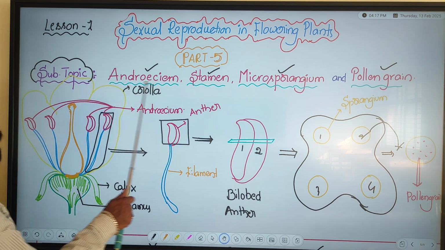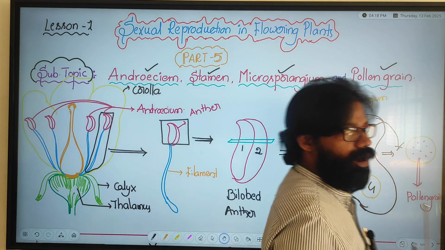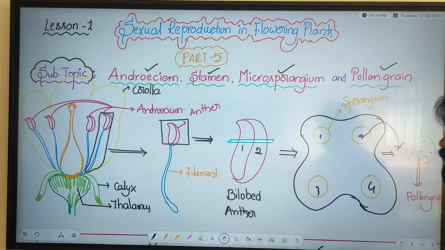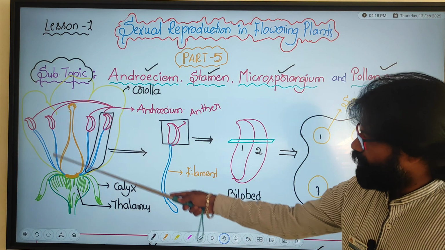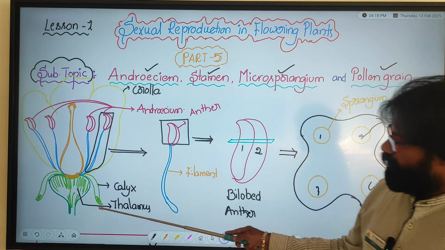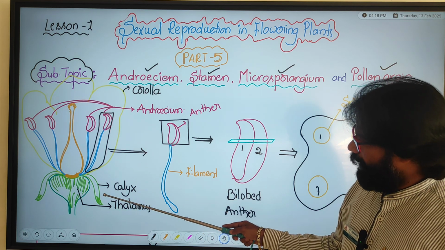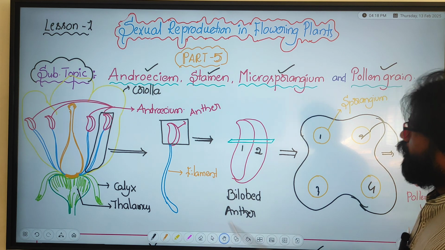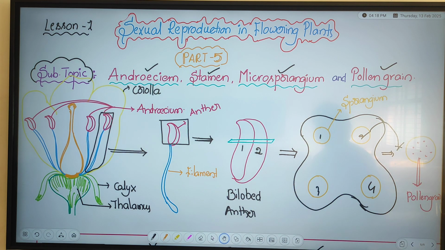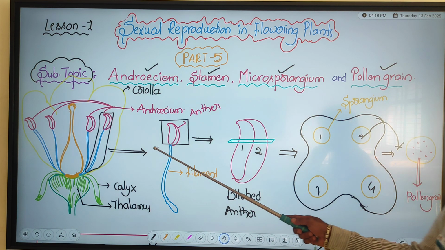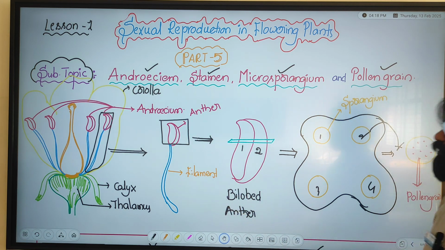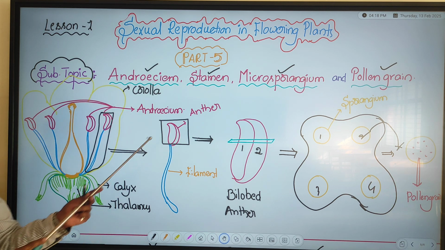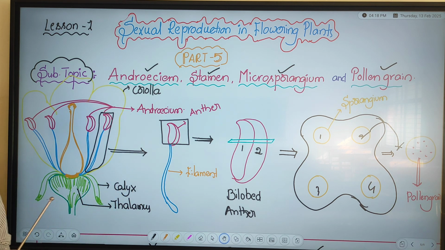Before talking about the descriptive level and objectives, we need some schematic representation. See here, this is the bisexual flower. Four parts are present: calyx, corolla, androecium and gynoecium. Here we are talking only about the male reproductive system, that is, the stamen. In the stamen, exactly two parts are present: one is the anther, the second is the filament.